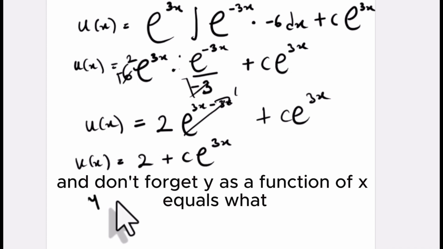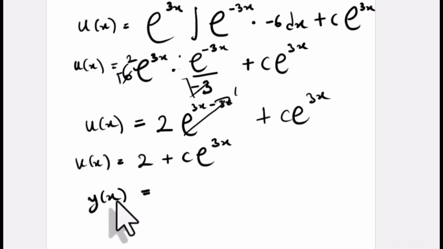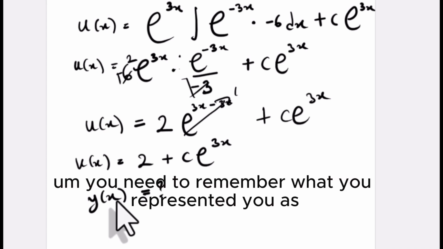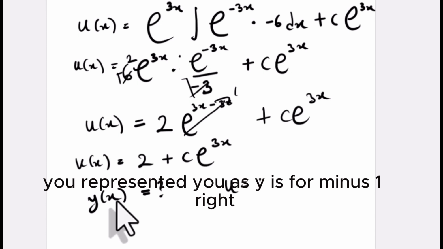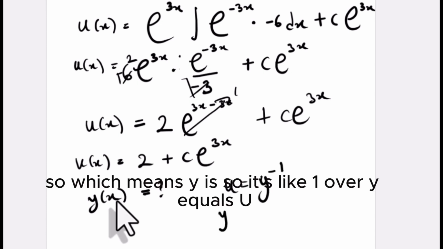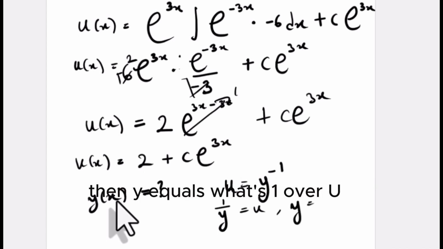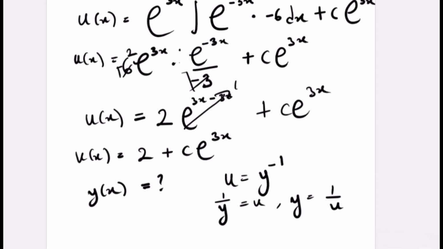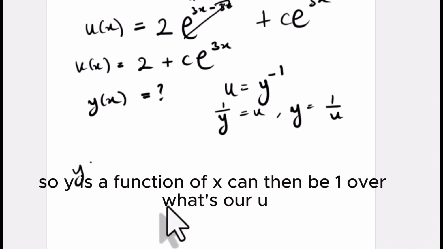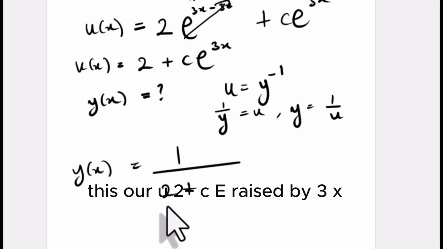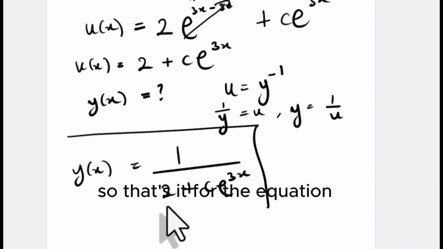And don't forget y as a function of x equals what? You need to remember what you represented u as. You represented u as y raised to power minus 1, right? So it's like 1 over y equals u. Then y equals what? 1 over u. So y as a function of x can then be 1 over, what's our u? This is our u. 2 plus c e raised to power 3x. So that's it for the equation.